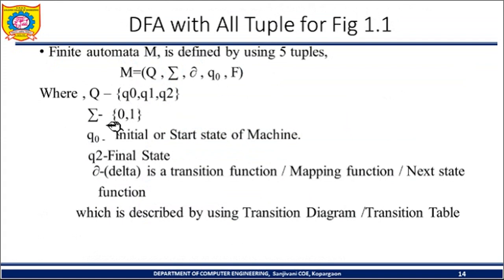Sigma is the set of input alphabet. For the given problem, 2 input alphabets are there, 0 and 1. q0 is the initial and start state of the machine, q2 is the final state because we have shown it by using a double circle, and delta is the transition mapping function or next state function, which is described by using the transition diagram and transition table, which we have already drawn for the given problem.